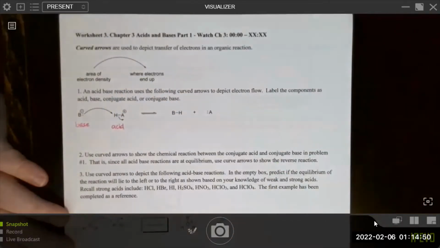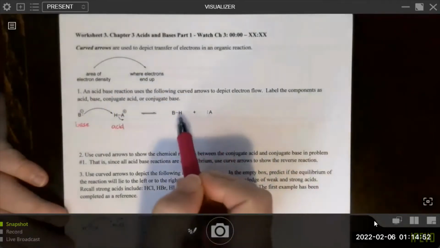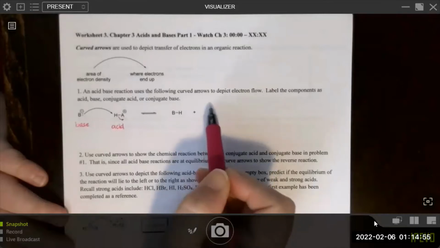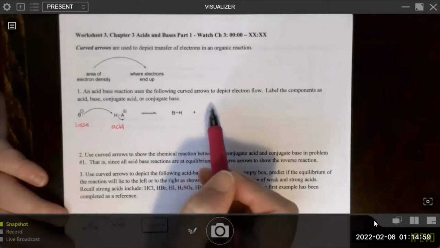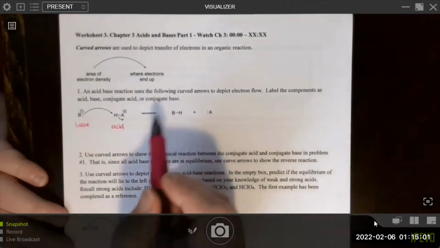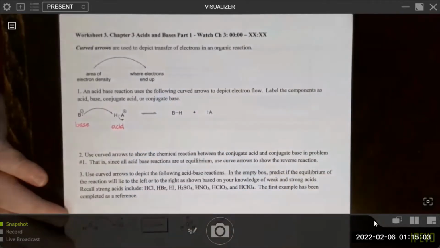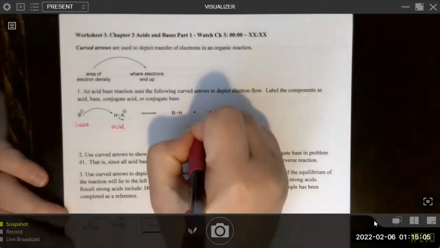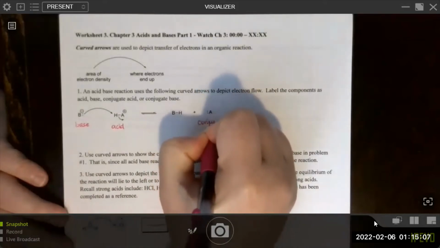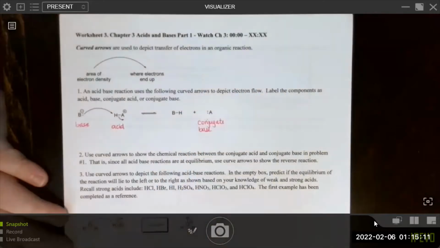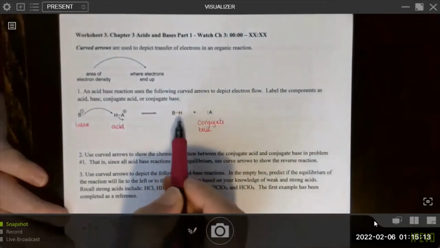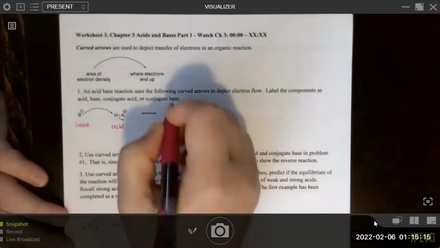And then in reverse, right, if we were doing the reverse reaction, this would be the species that takes the proton, right? So this would be the base, but because it's on the right-hand side of the equilibrium arrow, we're going to call this the conjugate base. And then the species in reverse would lose its proton, right? So this would be the conjugate acid.